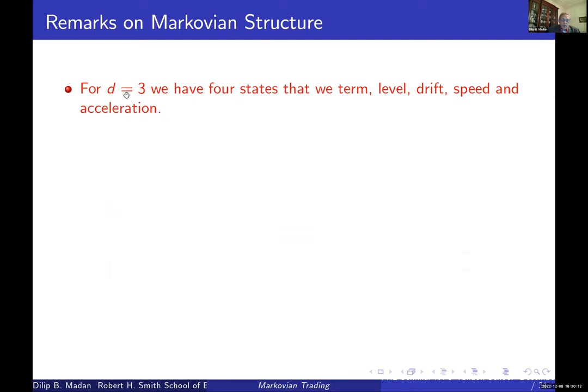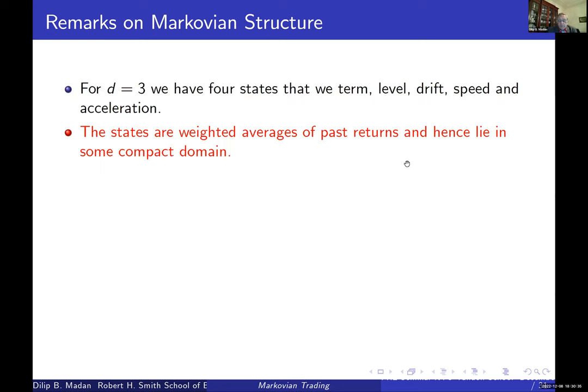And so we worked in this paper with other levels of D, but D equals three in particular. And for D equals three, we called the Y variable the level, the alpha naught we called the drift, the alpha one we called the speed, and the alpha two we called acceleration, because they're derivatives of each other.